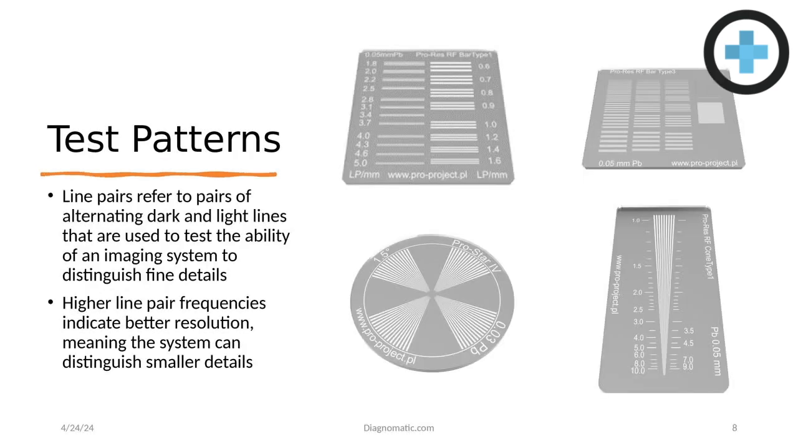So let's start with test patterns. These are typically made out of lead and are made up of various line pairs. What it's doing is referring to the pairs of alternating dark and light lines that are used to test the ability of the imaging system. The higher the line pair frequencies, the better the resolution, meaning a system can distinguish smaller details. There's a lot of different variety of these, different shapes, different line pairs, referred to as different bar types.